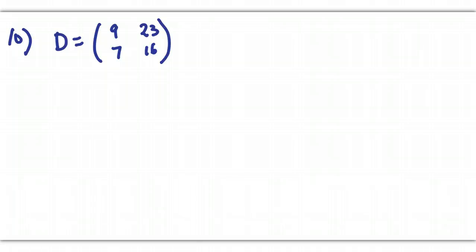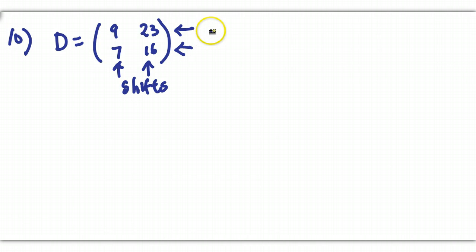Okay, so in question 10, we are given a matrix D, and if you look at the question, really the columns in matrix D represent the shifts, and the rows in matrix D represent the branches. One in Hougang, one in Tampines, and D represents the information for a weekday.